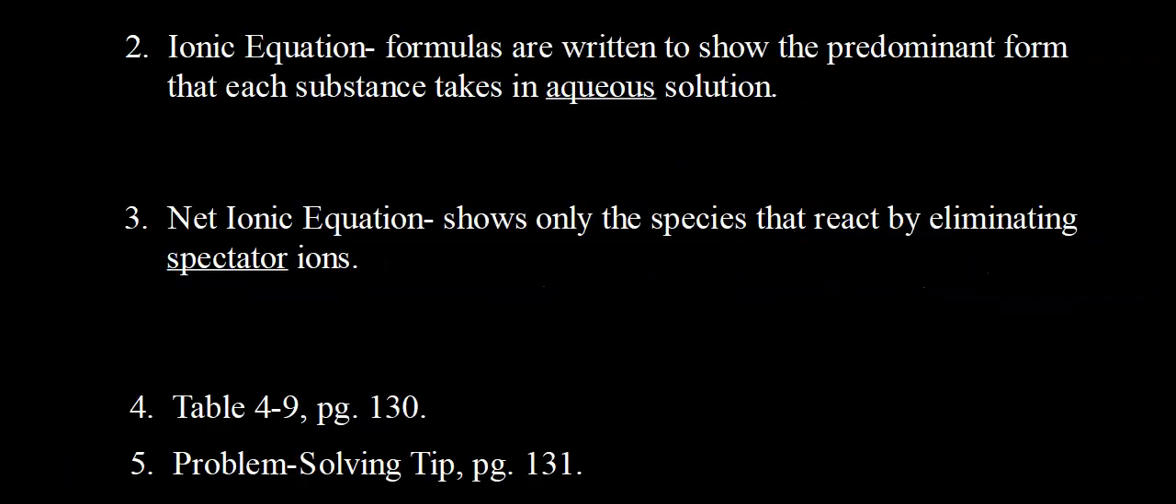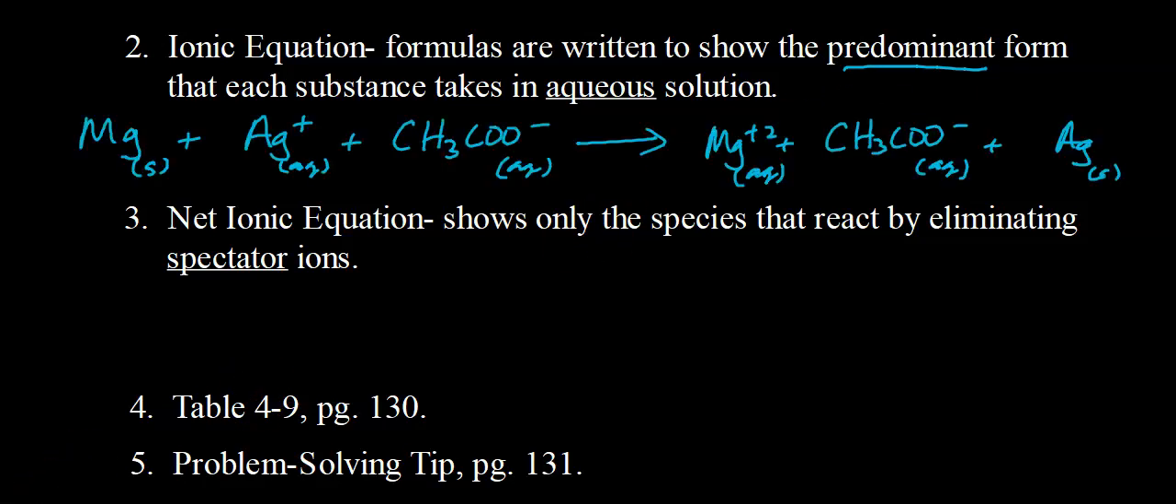We can also write what's called an ionic equation. And in an ionic equation, formulas are written to show the predominant form. I stress that word predominant. Predominant form that each substance takes in aqueous solution. So let's take a look at that. So here is our ionic equation.